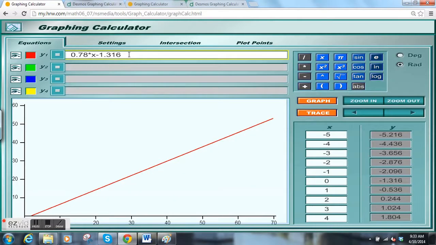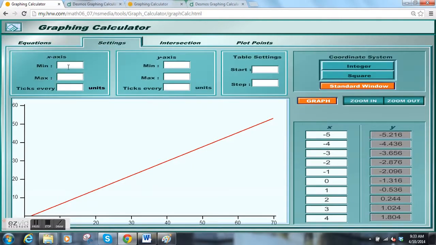So here is the equation. I typed it in here, and for part A, they say type in the minimum and maximum from 0 to 70. So I just typed in 0 to 70 and then 0 to 60. So you just put it in like that.